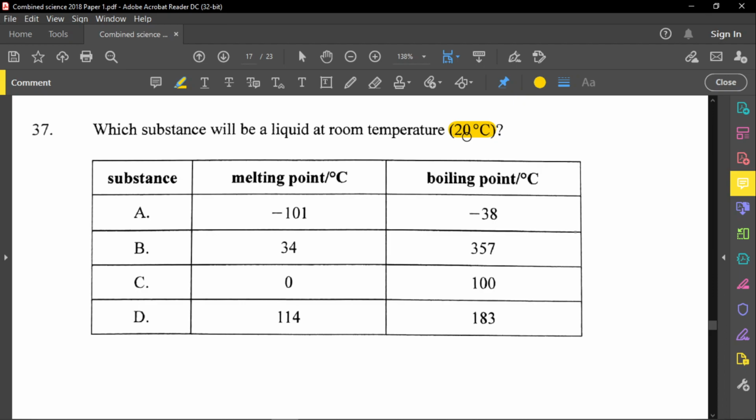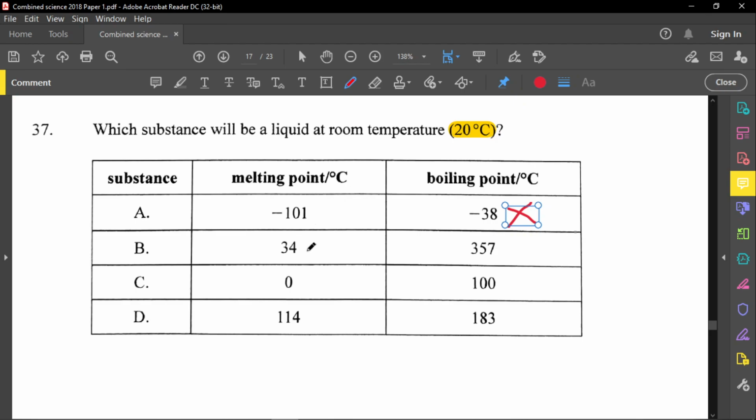Let's analyze A first. A is definitely liquid before 20. However, it's also boiling at negative 13, which means before it reaches 20, it's already a gas. So it cannot be a liquid at 20 because it's already a gas at minus 38. So this is not correct. Let me strike those out. If it's boiling before 20, it is a gas before it reaches 20.